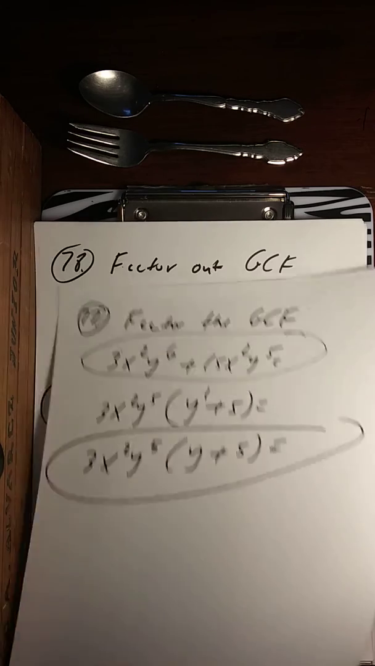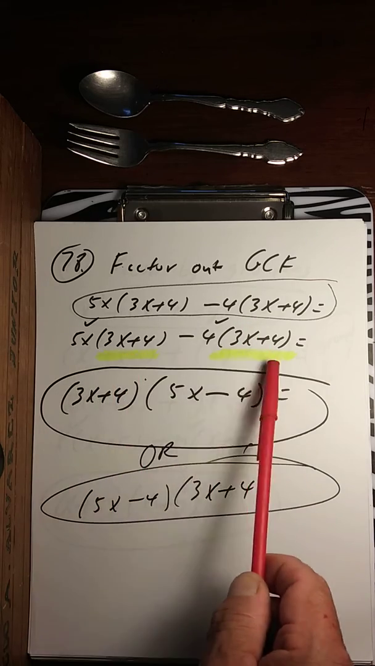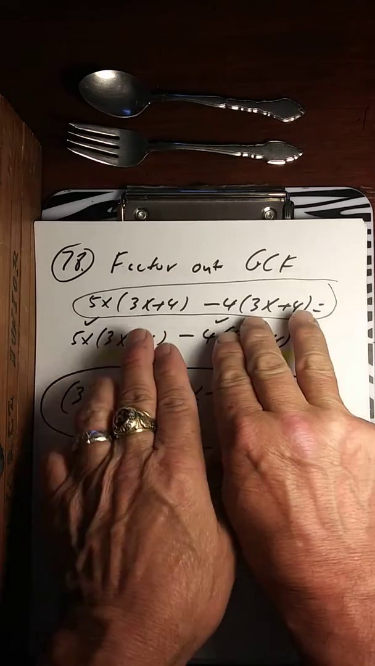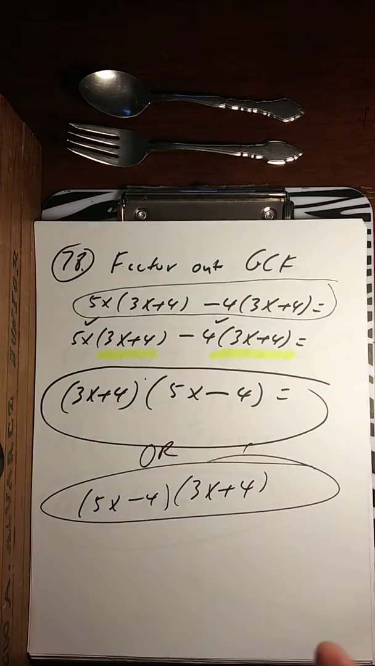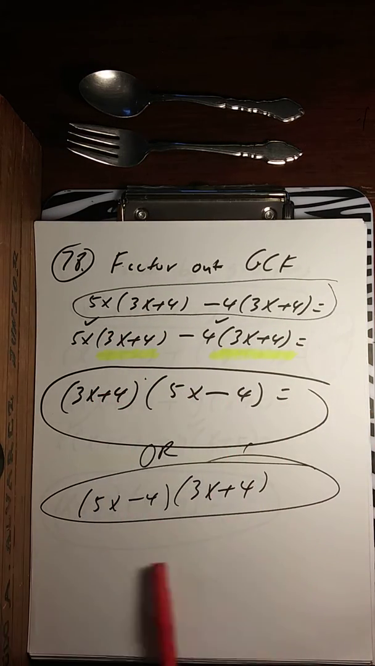The greatest common factor. Factor out the GCF. GCF is this one here. See, 3x plus 4, 3x plus 4, they're the same. Take it out. So 3x plus 4 comes out. Think like this. This is gone. What's left over? 5x minus 4. So 3x plus 4, 5x minus 4 this way, or you can rewrite it this way.